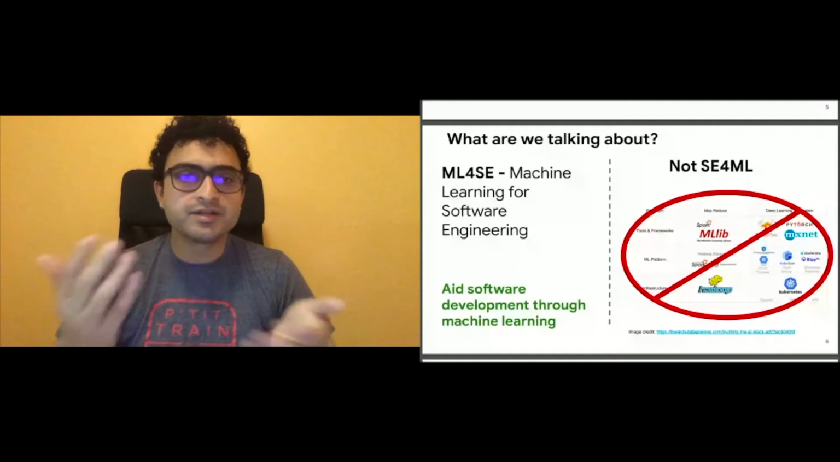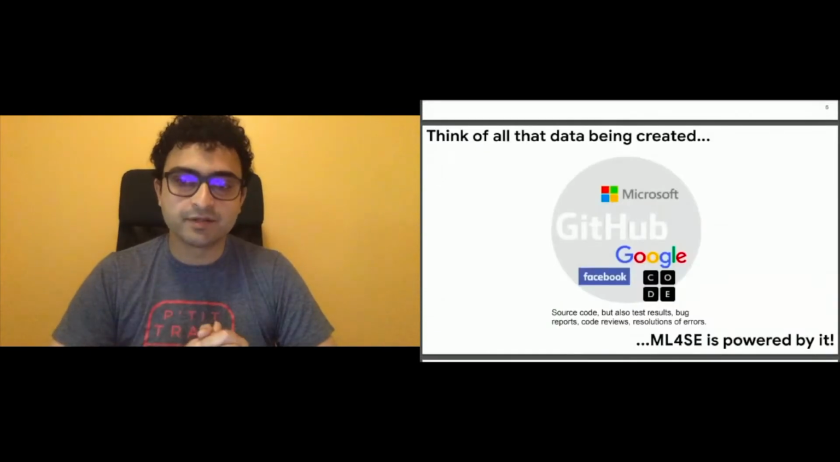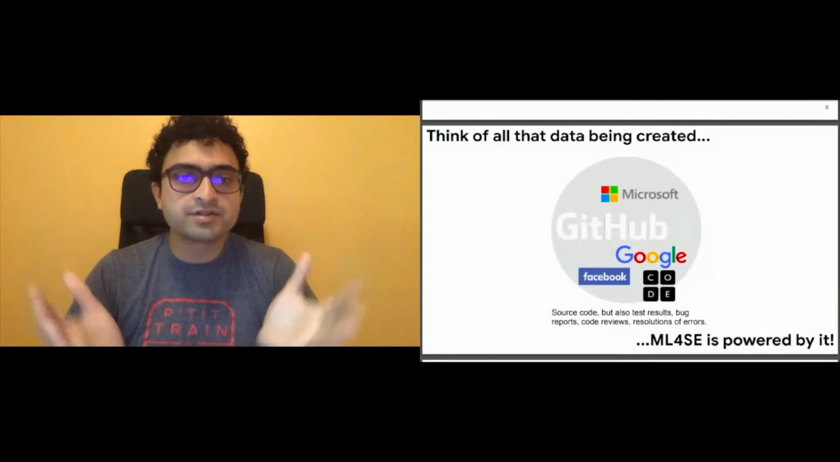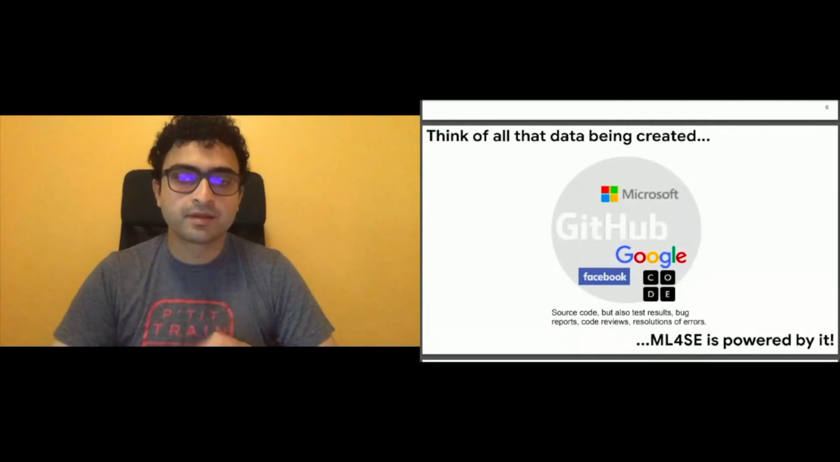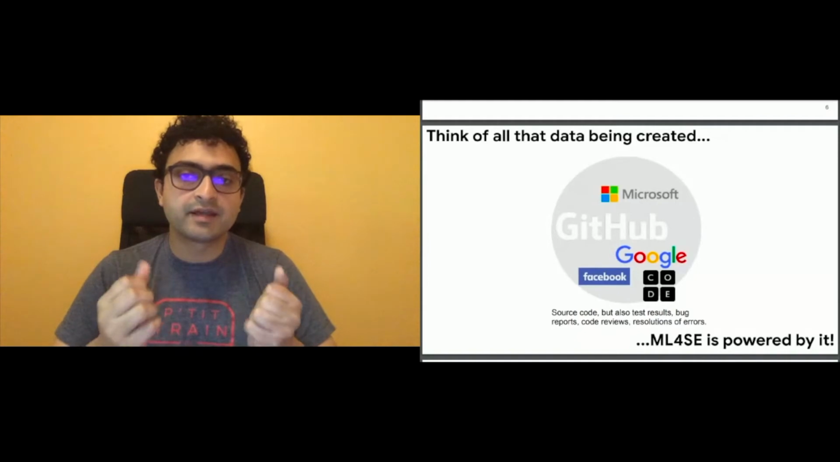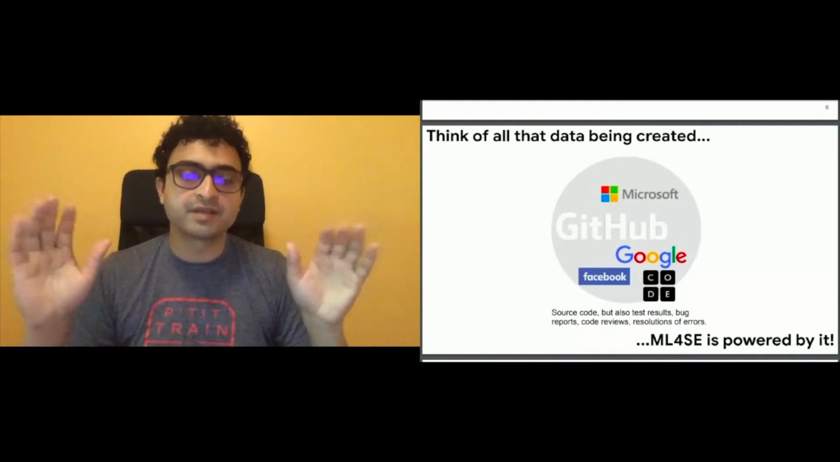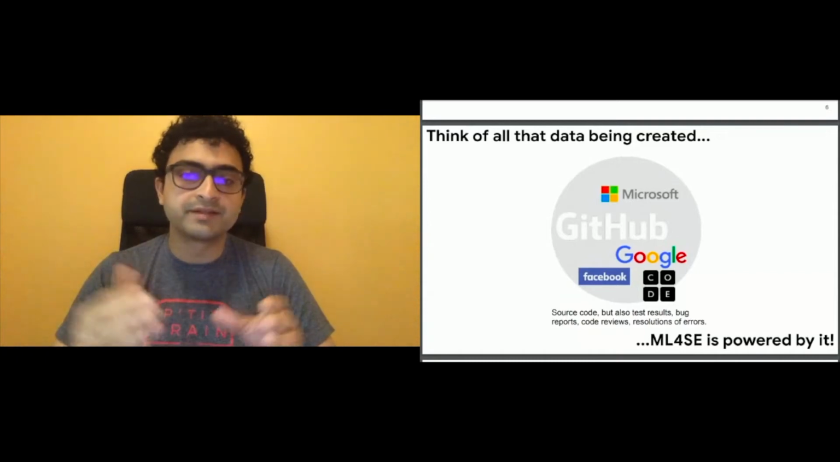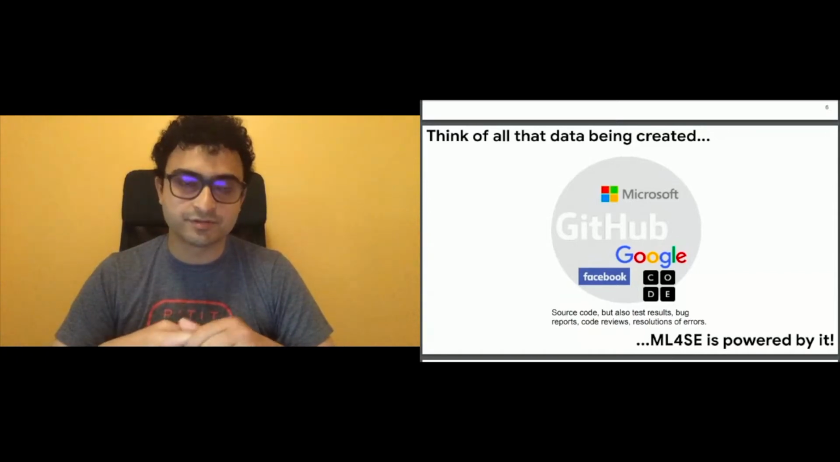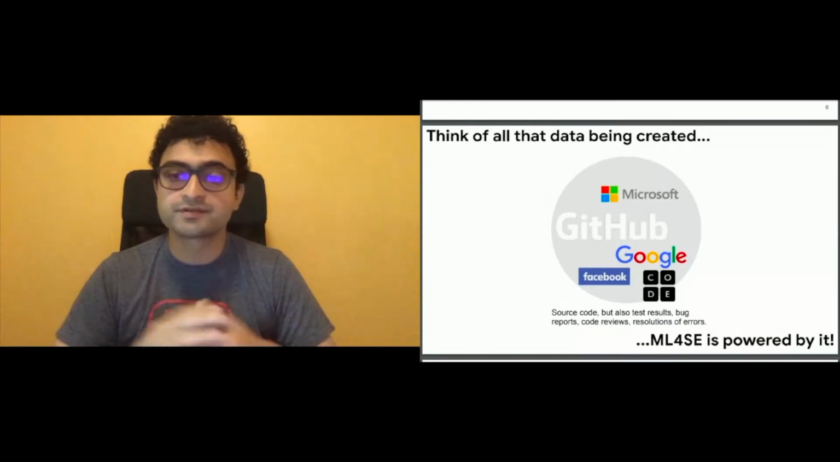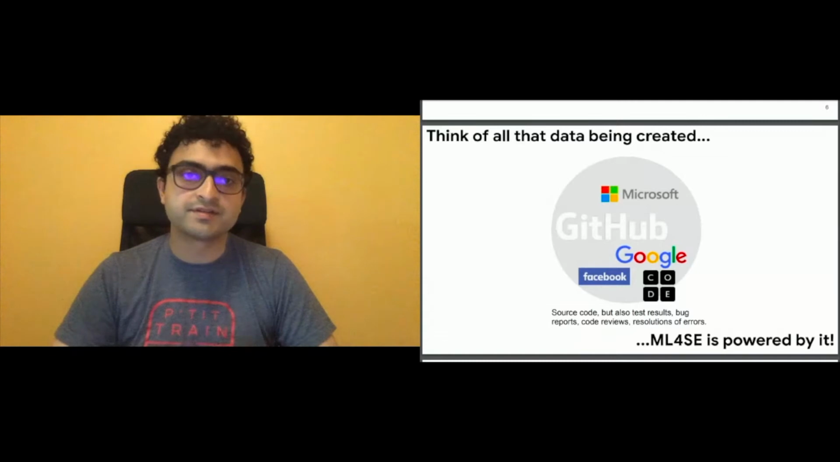And what's all the interest and bustle about this area? It's because there's an emergence of data that's coming together, and ML for SE is at a good time to be powered by it. So just consider GitHub and all the code repos out there, including all the big tech companies that dedicate resources to writing code there. And it's not just source code; it's also test results, bug reports, code review processes. These are all useful data that could help in the software engineering process.